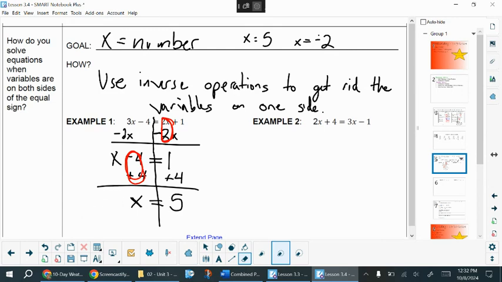So just as a reminder, what I would do is pick the smallest variable term and use an inverse operation to completely get rid of it. We're not trying to get rid of just the 2. We're trying to get rid of the entire 2x term. So 2x minus 2x makes 0. There's no more x's at all on that side. Let's go ahead and try another one here.